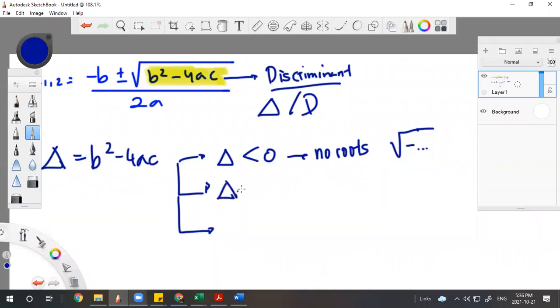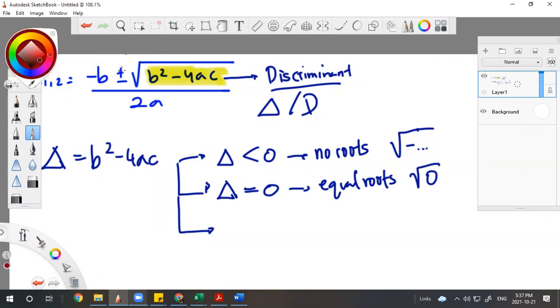If the delta, the discriminant, equals 0, we have two equal roots. Why? Because the square root of 0 is 0, so adding 0 and subtracting 0 makes no difference. Plus 0 and minus 0, no difference. So it has to be an equal root. It will produce the same answer.